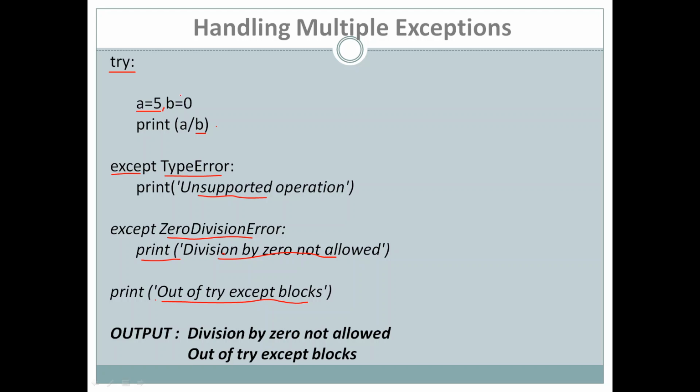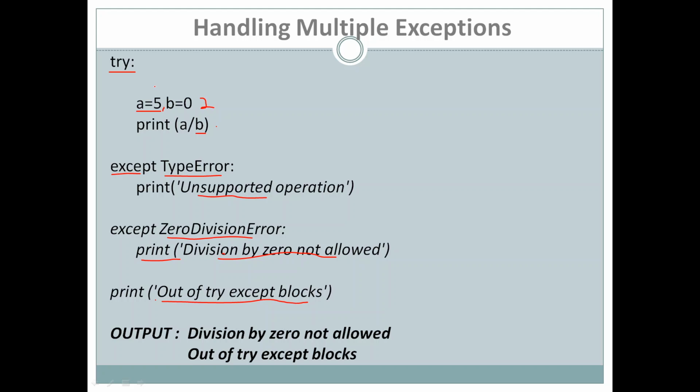Suppose I pass a value instead of 0 here, say I pass a value 2 for b, so this equation will be 5 divided by 2. In case of 5 divided by 2, it will evaluate without any exception or error, and the result will be printed. And as the result will be printed, no except block will be executed. Directly it will go to the statement outside the except block, and it will print out of try except block.